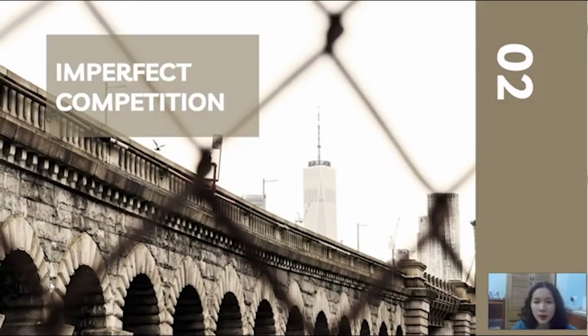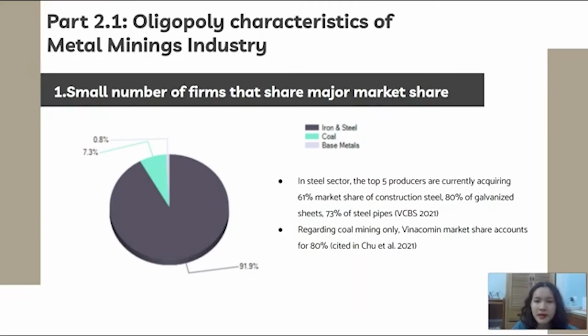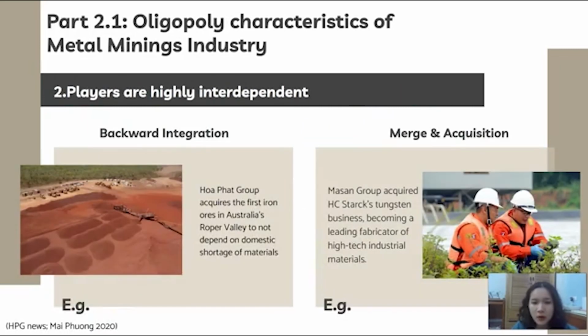Thanks Nhật Anh, I am Thuận presenting part 2. The Vietnamese metal mining industry is an oligopoly market, as there are a small number of firms that account for major market share. Moreover, metal mining companies are highly interdependent.